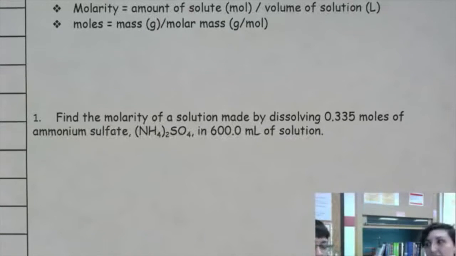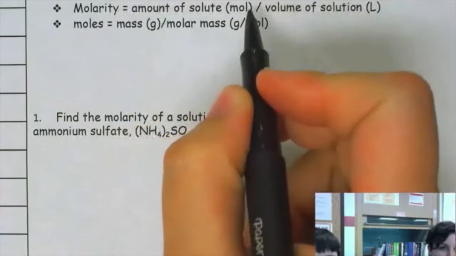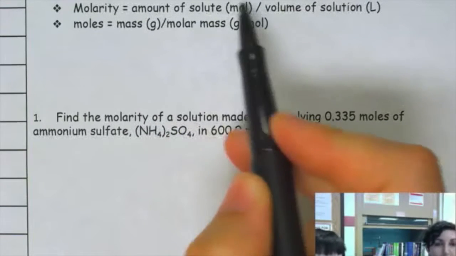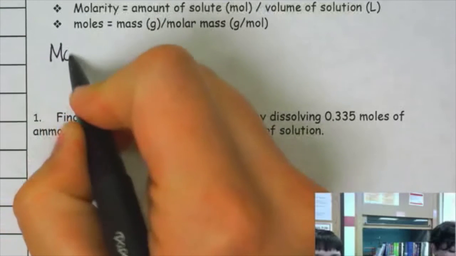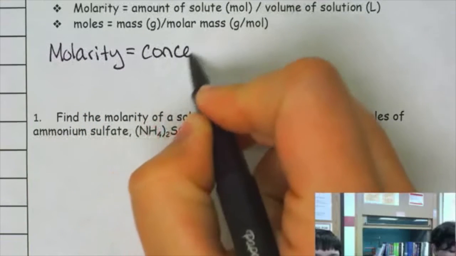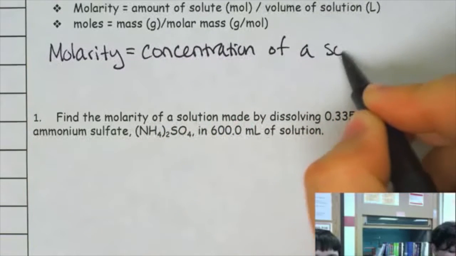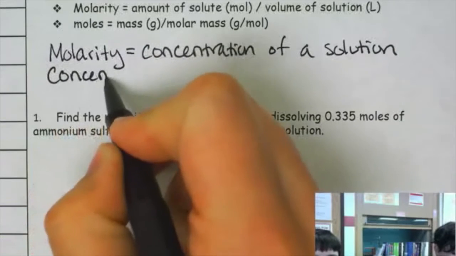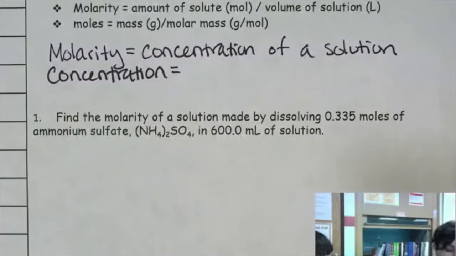Yes, that's right. So let's go ahead and write out the definition for molarity in those terms. Molarity is the amount of solute in moles over this particular volume of solution. So it's talking about concentration. Molarity is equal to concentration of a solution. And concentration, like you said, is how much stuff is dissolved into your solution.